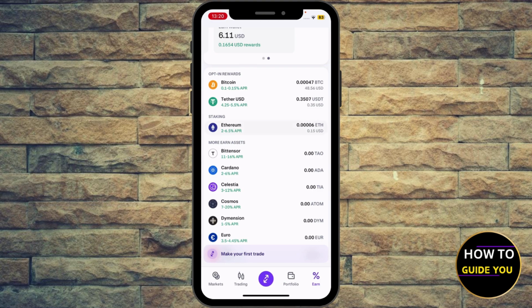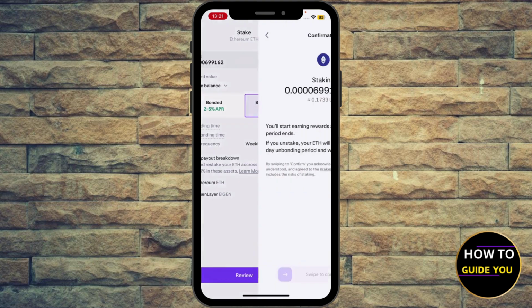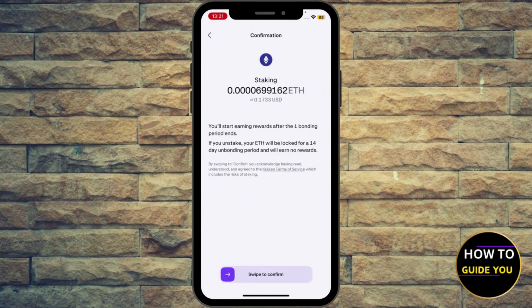So I'm gonna select the Ethereum right here, and as you can see, this is my expected profit: 2.25 to 6.5% APR, depending on the market, obviously. You can select the bonded staking. So hit review at the bottom and then hit staking.